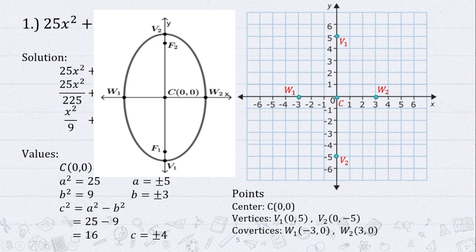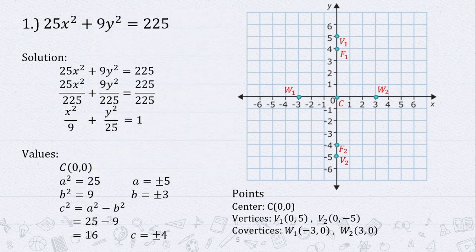Finally, we have our C. Our C is the distance from the center going to the foci. So from our center, we have to count 4 units up and down. Therefore, the coordinates of our foci are 0, 4 and 0, -4. We can now create our graph using the points of our vertices and co-vertices. This is how our ellipse looks like.